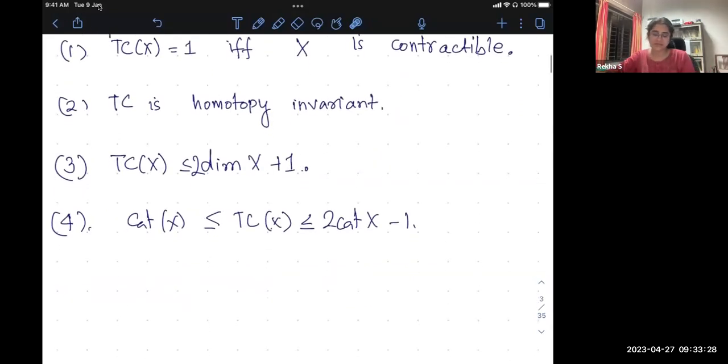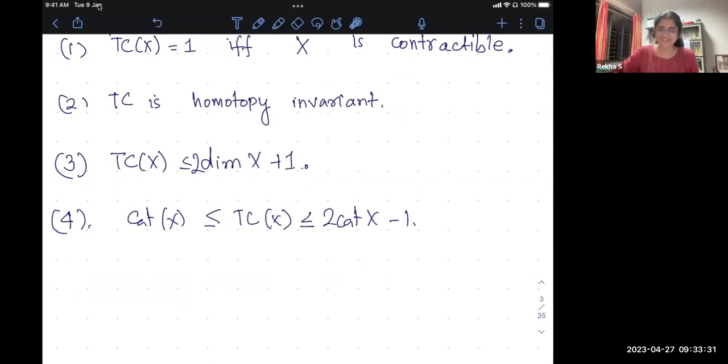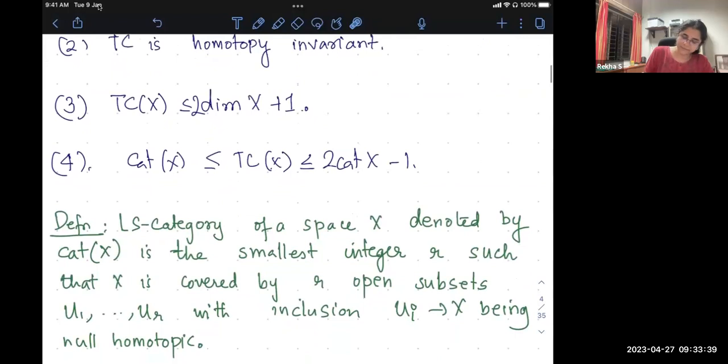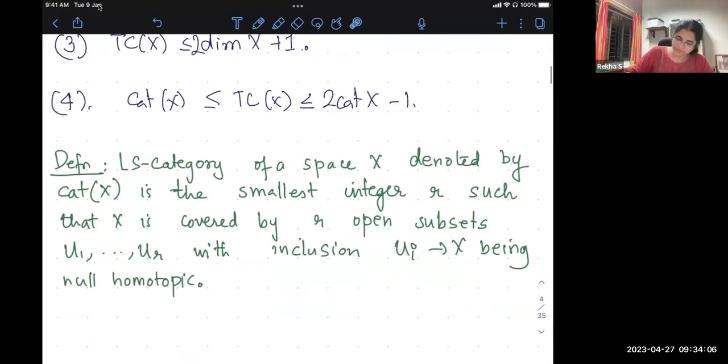So what is cat of X? This is the Lusternik-Schnirelmann category, so I'll say LS category so that I don't get the pronunciations wrong. LS category was defined as the smallest integer R, such that X is covered by R open subsets, U1, U2, up to UR. These U1, U2, UR are such that they will be contractible inside of X. Okay, or another way to say the same thing is that the inclusion map from Ui to X is null homotopic.